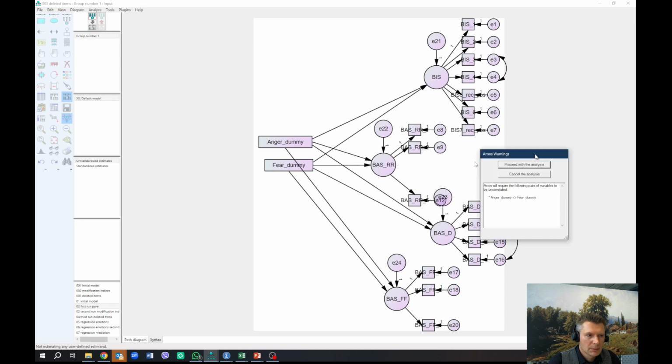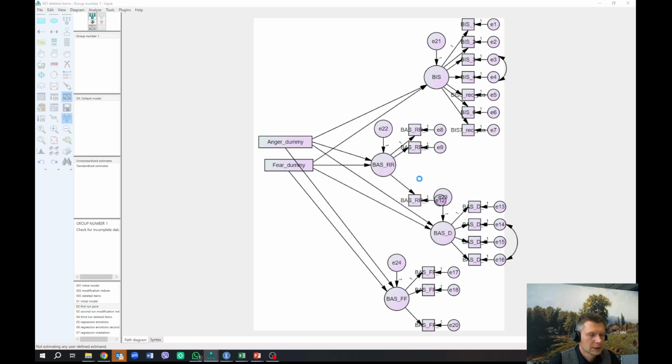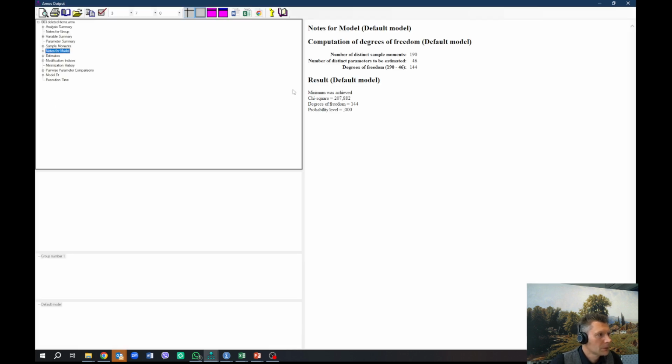It has a message here: are you sure that anger and fear are not correlated? No, they are not. Proceed with analysis. Because they were either in the anger group or the fear group, they didn't have two things at once. That's why we know they were not collected simultaneously; they were different groups. That's why they are not correlated. And now we can go to results and see what we have.